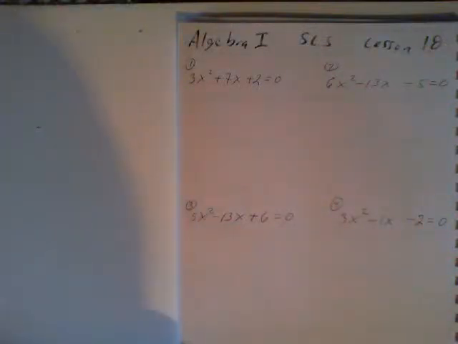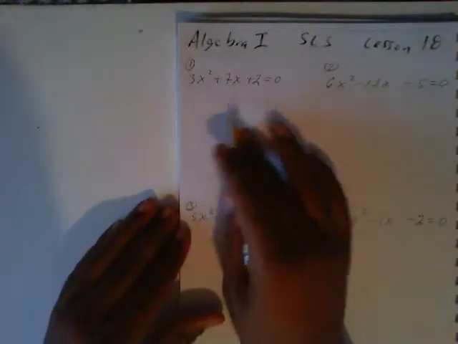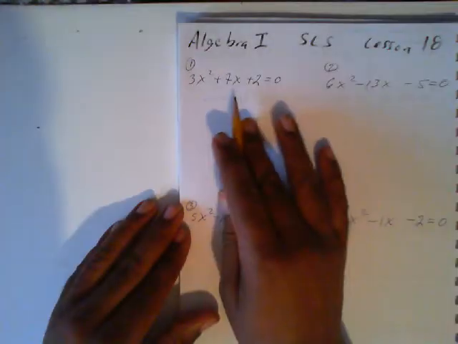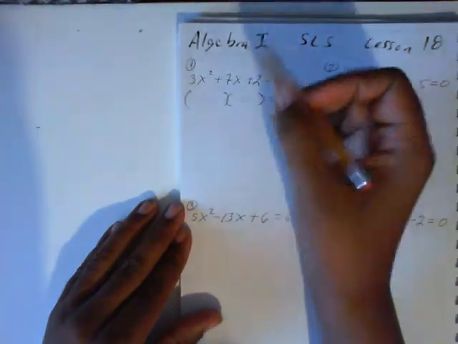Algebra 1, Sensei Learning System, Lesson 18. We'll be solving quadratic equations by factoring. Start off with this quadratic right here. We're going to factor this into two binomials, set equal to 0.